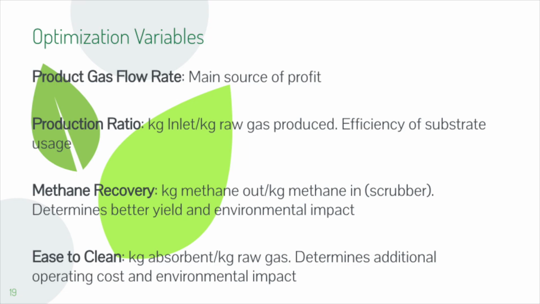There are 4 variables studied in these mixture ratios: product flow rate, production ratio, methane recovery, and ease to clean. Product flow rate is the final amount of purified gas that we are yielding, which is where our profits come from. Production ratio is the amount of inlet required to make 1 kilogram of raw gas. This serves as a way to quantify how efficiently we are using our biomass. Methane recovery is the amount of methane that we collect in our final product compared to the methane coming into the scrubber. The more recovery means more yield and less methane to deal with environmentally. Finally, ease of clean is the amount of water absorbent we need in the scrubber to clean 1 kilogram of raw gas entering. The less water we need, the less dirty water is required to be dealt with downstream.